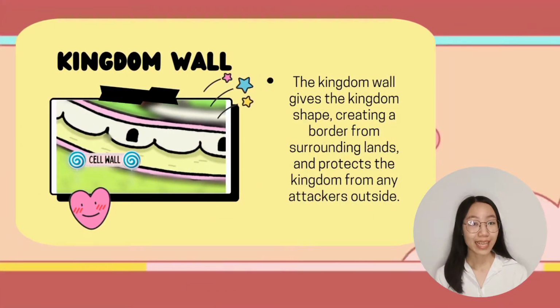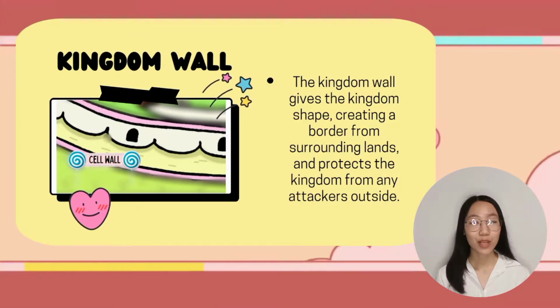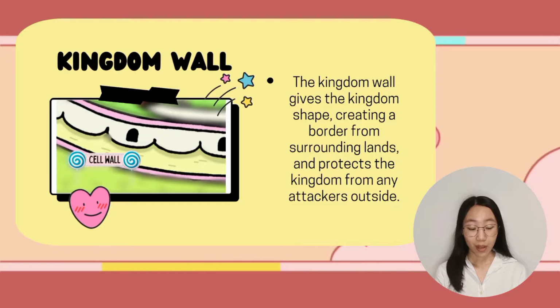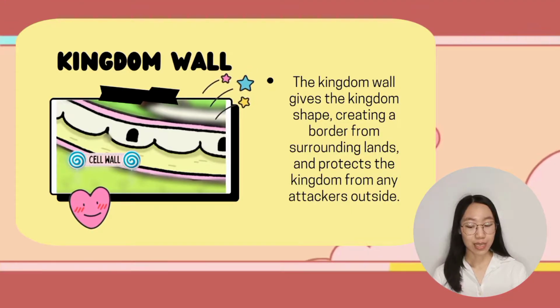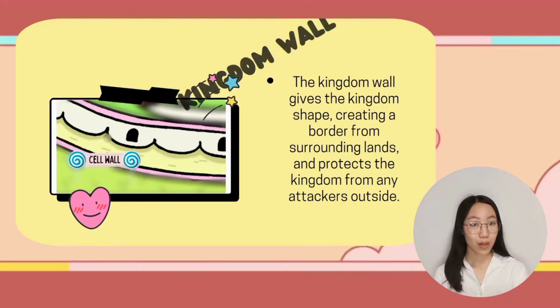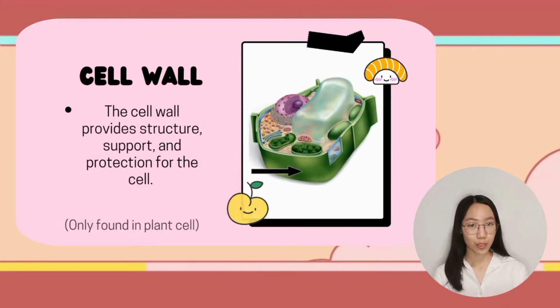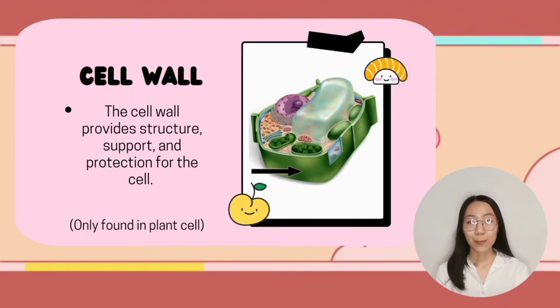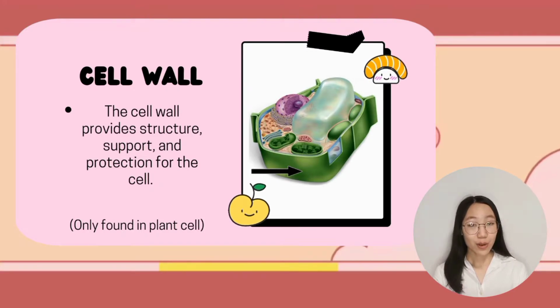Let's begin with the kingdom wall, which is similar to the cell wall because it gives the kingdom shape, creating a border from the surrounding lands and protects the kingdom from any attackers outside. Much like the cell wall, it provides structure, support, and protection for the cell. Furthermore, this organelle is only found in the plant cell.